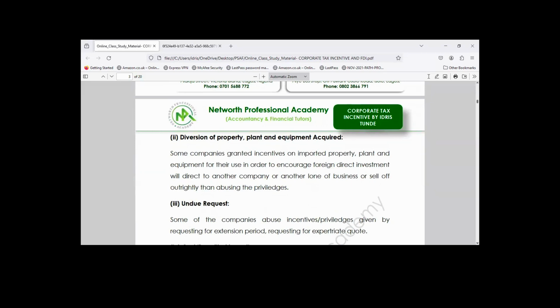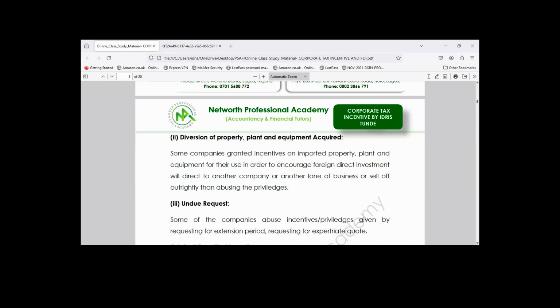Number two, diversion of property, plant, and equipment acquired. Some companies granted incentive normally divert the property, plant, and equipment that they acquire in Nigeria. They will move it out from Nigeria to another country. So it is one of the abuses of tax incentive.